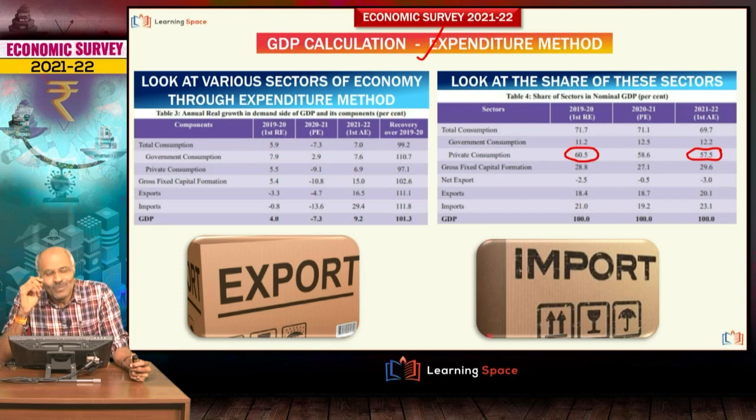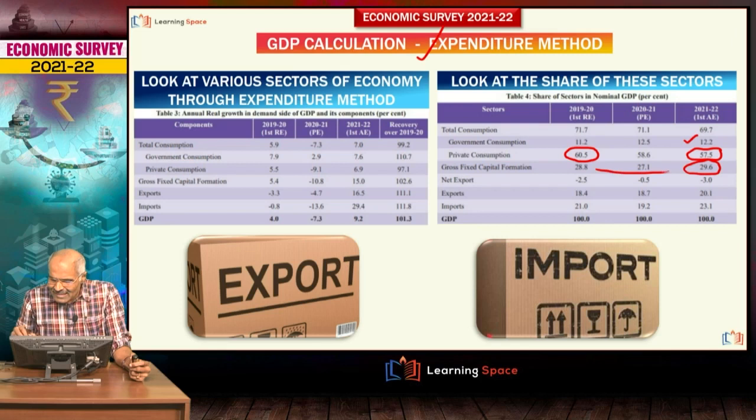That is the important point to note. And this is government final consumption expenditure. That is 12%. Gross fixed capital formation, we already talked about. This increased, this is the positive thing. I already told you, gross fixed capital formation or GFCF.